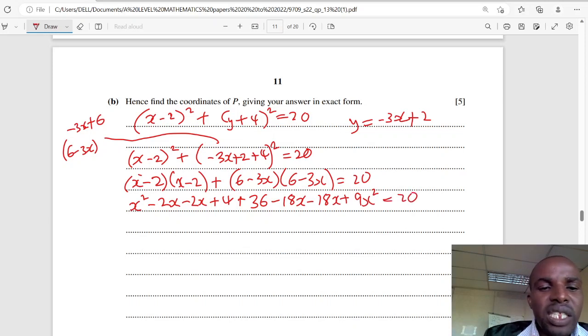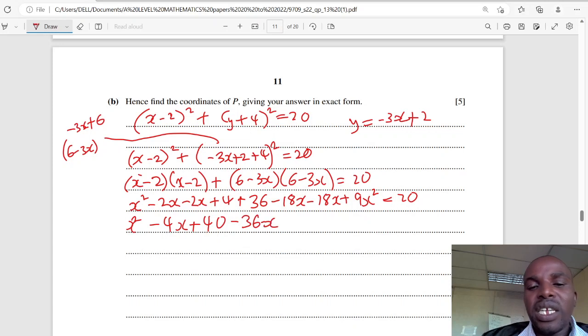Then you can simplify a bit. X squared minus 4x plus 36 plus 4 is 40. Then minus 18x minus 18x is minus 36x. Then plus 9x squared is equal to 20. Then collect terms. You can say x squared plus 9x squared is 10x squared. Then minus 4x minus 36x is minus 40x.